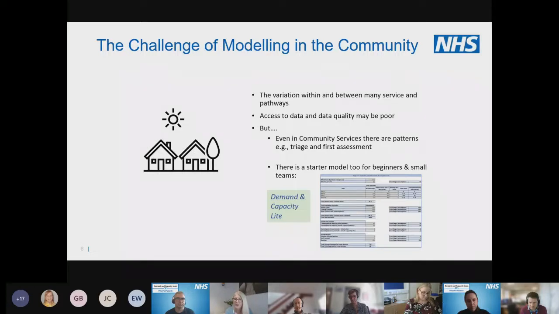We have developed a starter model, with Matthew, who is on the call today, and another colleague, Paul, because we found that when we were talking about the urgent response model, a lot of community teams who were new to this wanted something a little bit more simple to have a go at first. So we've got a model that people can start off with when they're starting their community demand and capacity modelling. Thanks, Keith.